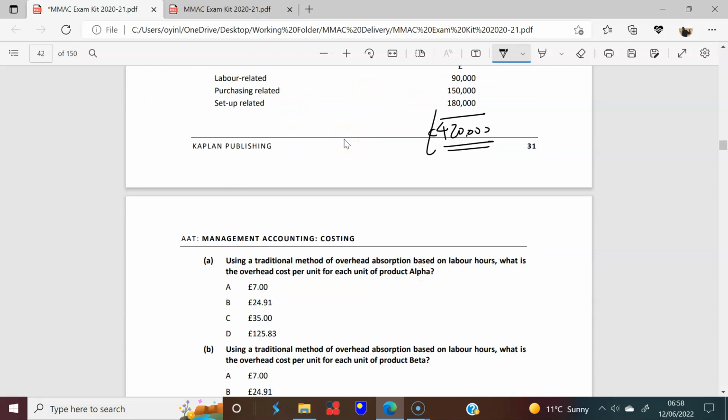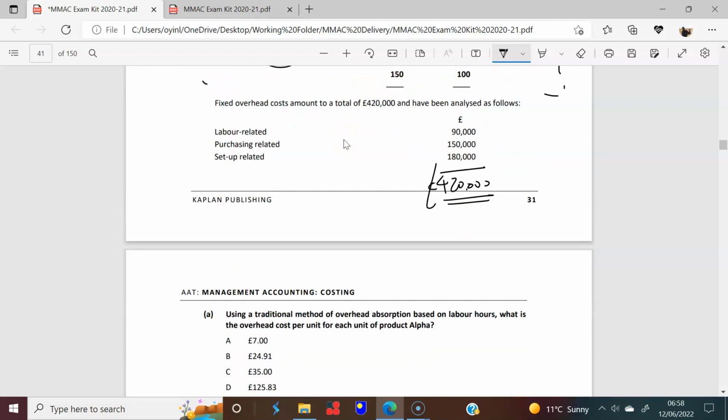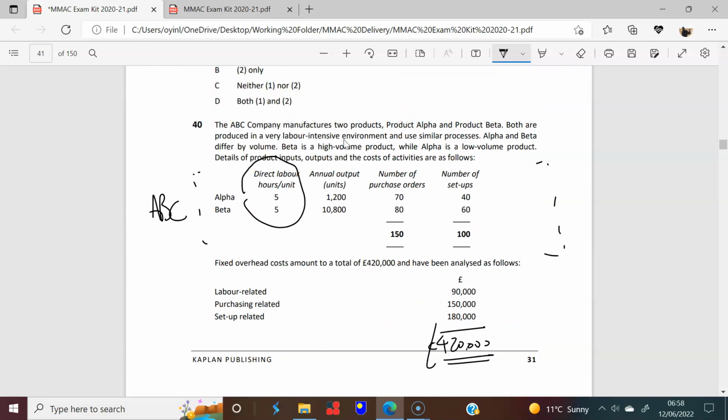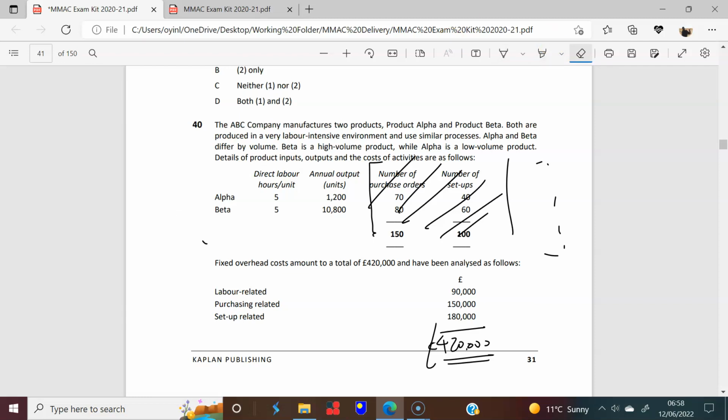So let's look at the first question. Using traditional costing, what would be the overhead cost per unit for alpha? So what we would say is, let's get all the total hours. So we would ignore this for now. We would just focus on this section over here, where we know we can find the total hours involved. So alpha currently has, I'm just laying it out differently, 1,200, 10,000, 5. Let's find the total number of hours first, right?